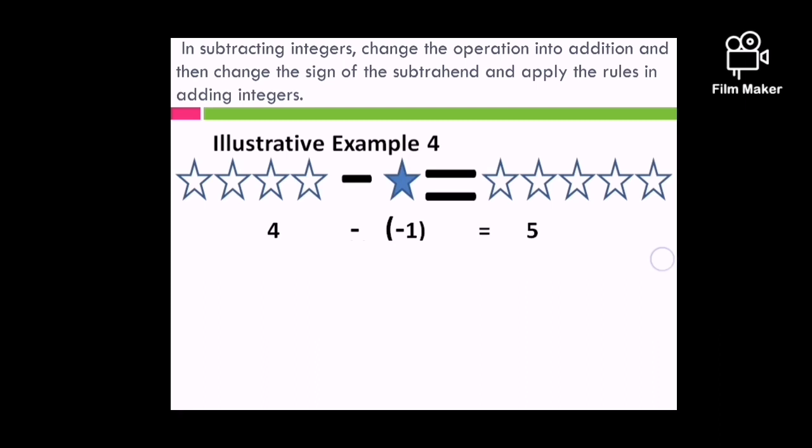So, sa rule, sabi, change the sign of the subtrahend. So, the subtrahend is negative 1. So, it will be positive. And proceed to addition. So, that will be 4 plus 1 is equal to 5.